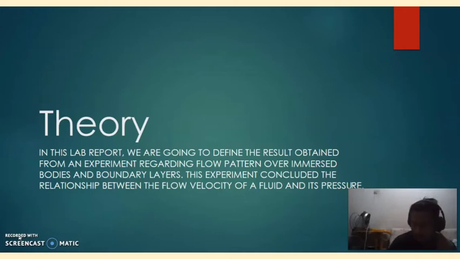For this experiment, I will talk about the theory. In this experiment, we are going to define the results obtained from an experiment regarding the flow pattern of the immersed body and boundary layer. This experiment concludes the relationship between the flow velocity of the fluid and its pressure.